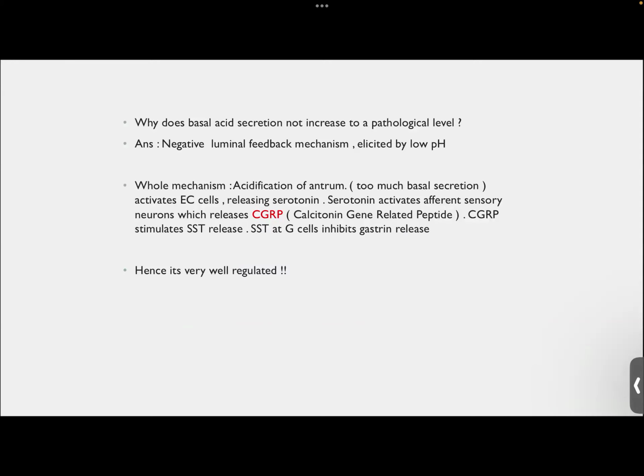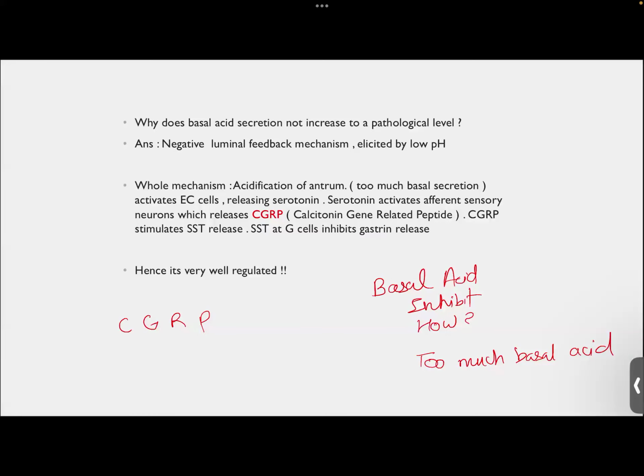Okay, so now we talked about what basal acid is. We talked about how to inhibit it. We talked about how the vagus overcomes the inhibition. But what if there's too much basal acid? Then what? What do we do then? So then we have this amazing system called the calcitonin gene-related peptide system, which is this. And this is involved in negative luminal feedback.